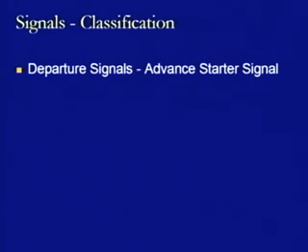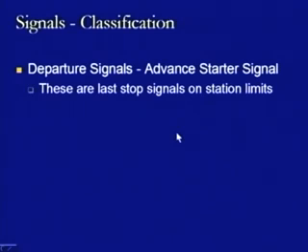Another category of departure signal is the advance starter signal. In this case, it is synonymous to the condition which we have seen in the reception signal where the outer signal has been provided. In that sense, this is the last stop signal provided within the station limits. The station limit means the point after which there will be a block section. So, whatever signal is provided at that particular location is the advance starter signal, and this is the last location up to which a train can be stopped before it moves into the block section.